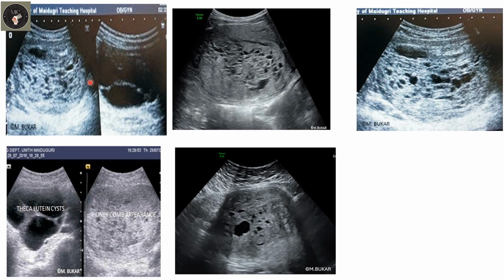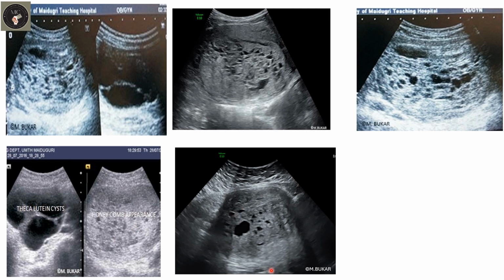The differential diagnosis of snowstorm appearance on ultrasound would be molar pregnancy, miscarriage, degenerative uterine fibroid, and choriocarcinoma. So this was a 40-year-old. You can see a typical snowstorm appearance with thecal lutein cysts. This is the same case. Just comparing it with this 18-year-old who had a repeat evacuation, and histopathology confirmed that this was a case of choriocarcinoma. There's an 18-year-old, thecal lutein cysts, typical snowstorm appearance.